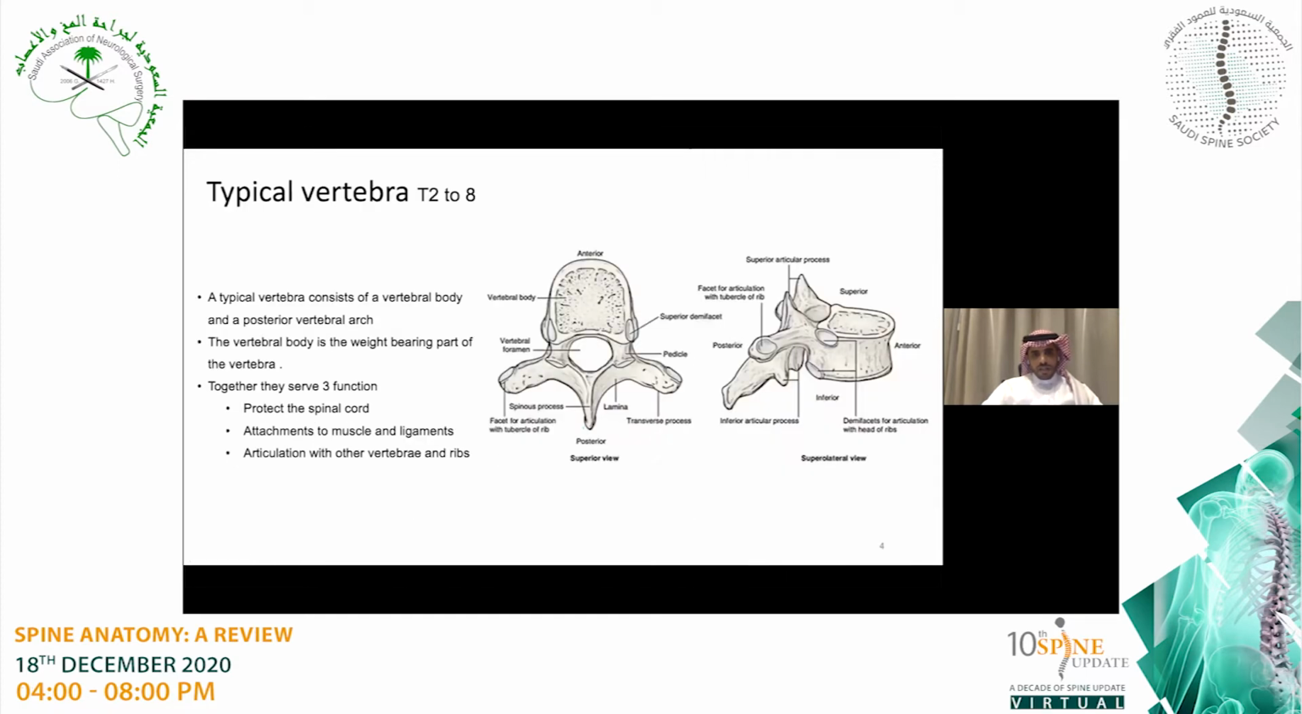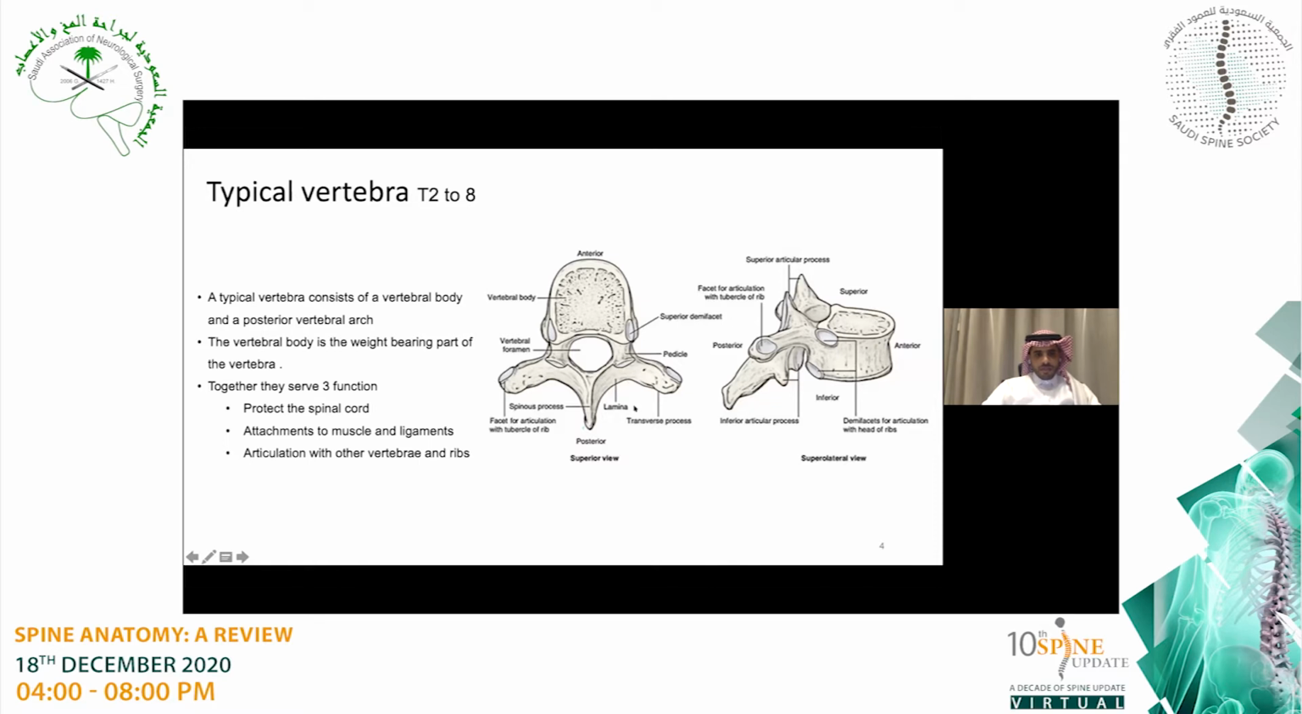These are the typical vertebrae from T2 to T8. We can see here the body and the posterior arch. The spinous processes are overlapping each other. We have 7 facets: 2 on the body for the ribs, 1 on the transverse process also for the ribs, and 4 facets for the facet joints. The superior ones are facing posteriorly and the inferior ones are facing anteriorly.